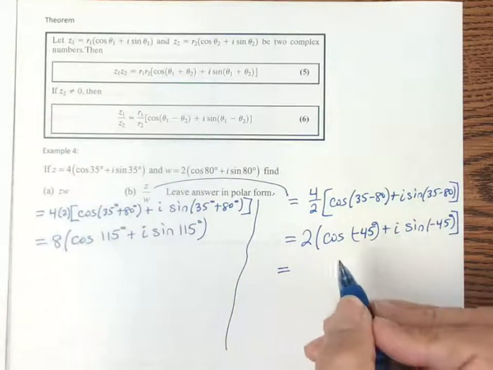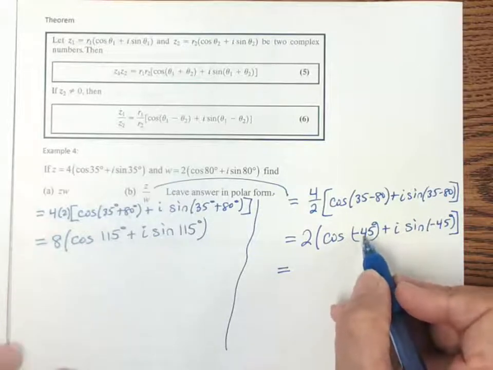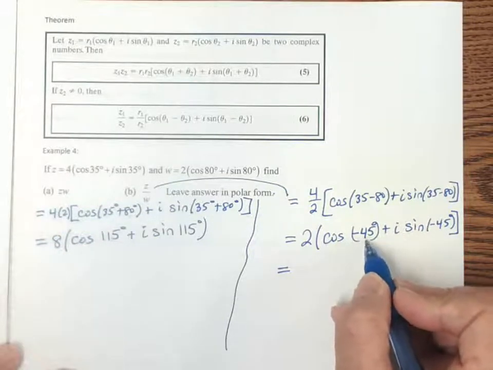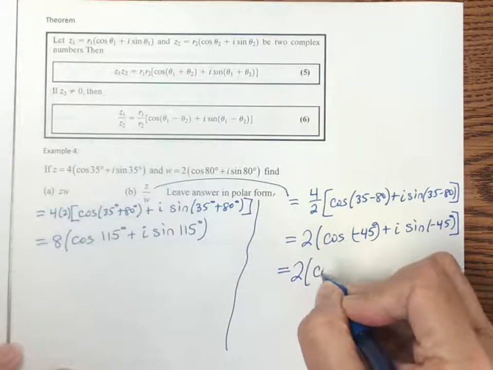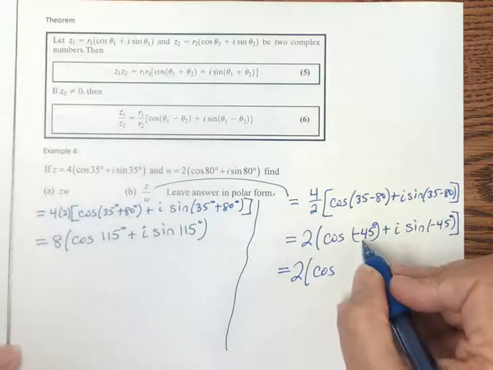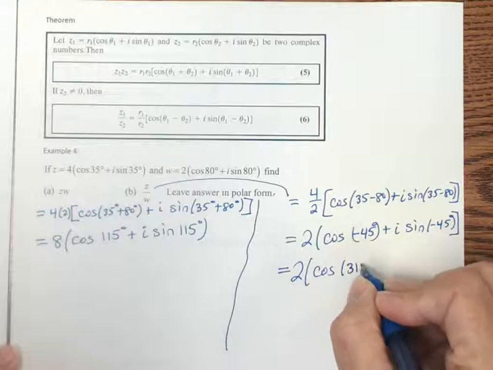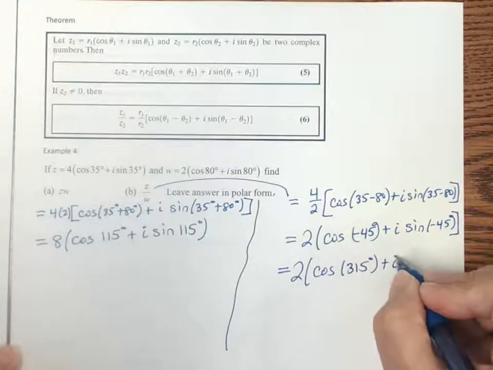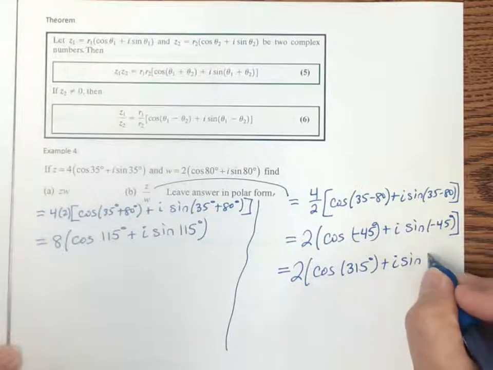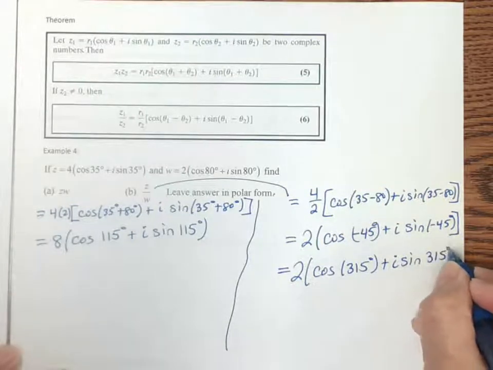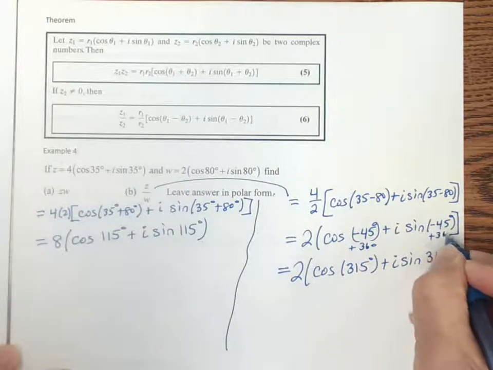They're in the correct location, but I need something that's coterminal with them. So I'm going to add one period, so 360 degrees, to each of those. So I still have 2 cosine of 360 plus negative 45, which gives me 315 degrees, plus I times the sine. Same thing here, I've got to add 360 degrees. So that gives me 315 degrees.